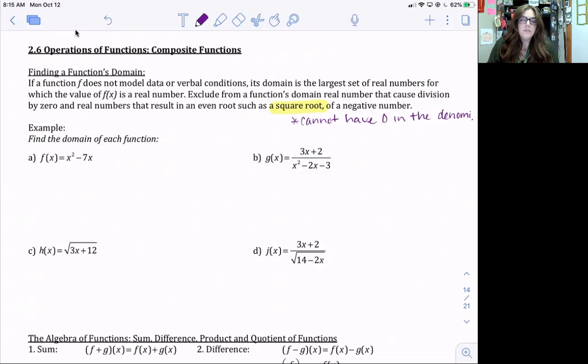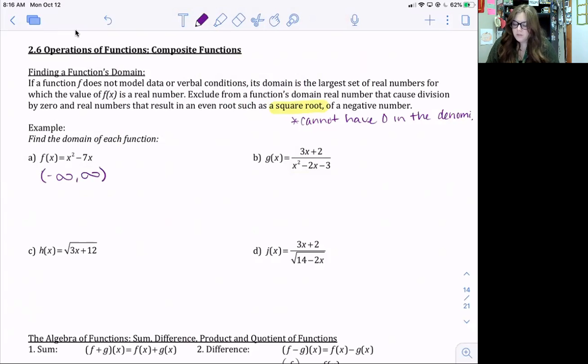So looking at A, the function x squared minus 7x, there are no fractions, there are no square roots. So what's nice about this is we know our domain is just negative infinity to positive infinity, because there are no issues with it. X squared, that tells us it's a parabola. We know our domain of a parabola is all real numbers.